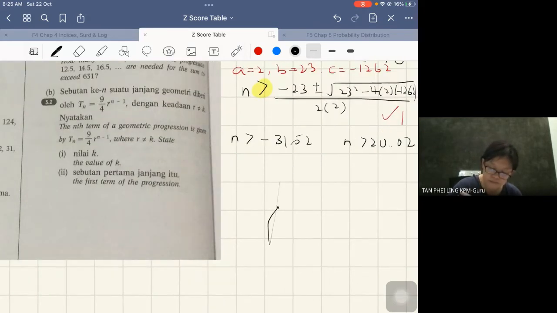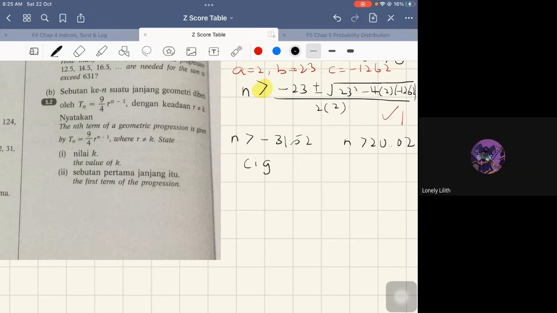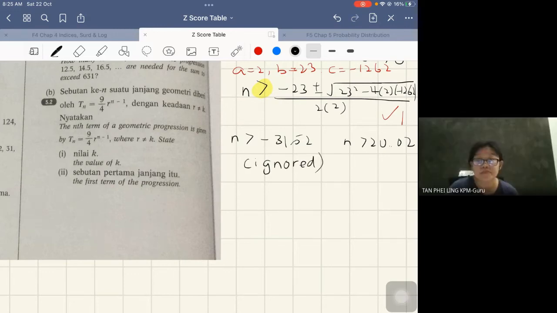Then you will say that this one you ignore. Why do you ignore? Teacher, our answers are the same as when the calculator gave us. We could have just gone straight away. Yeah, you can, because the in-between calculation they don't actually take into account, they just want you to see this step. Now one thing is that the number of terms cannot be negative, right? So you ignore this part, and then your n they want bigger than 20 point something, so n should be equal to 21. That's it.